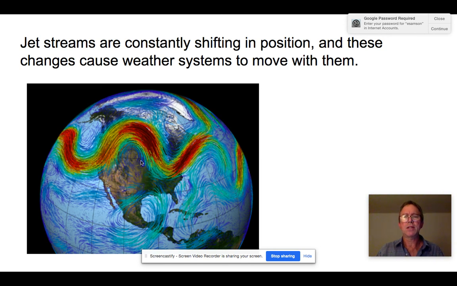So that's an important factor in determining how weather is going to play out, or whether a heat wave is going to be extended, and so on. So atmospheric scientists are very interested in trying to monitor these rapidly changing undulations of the jet streams.